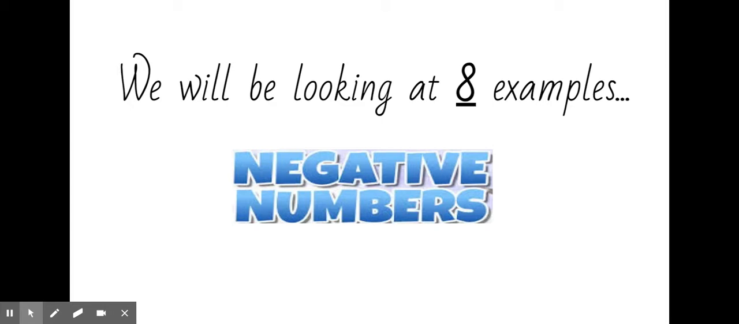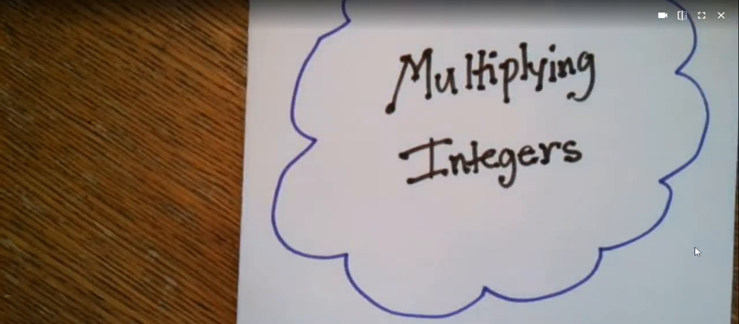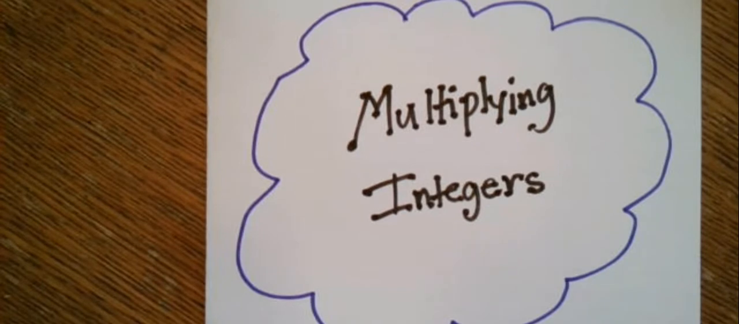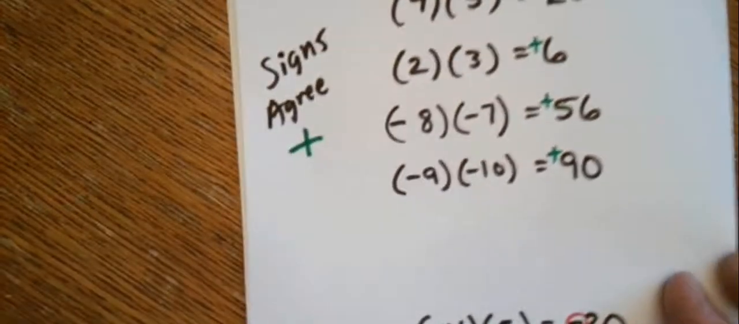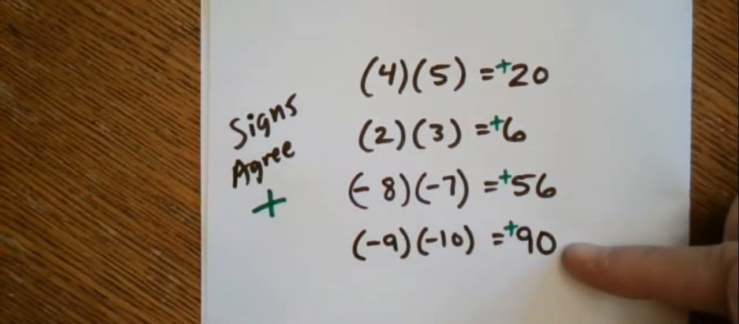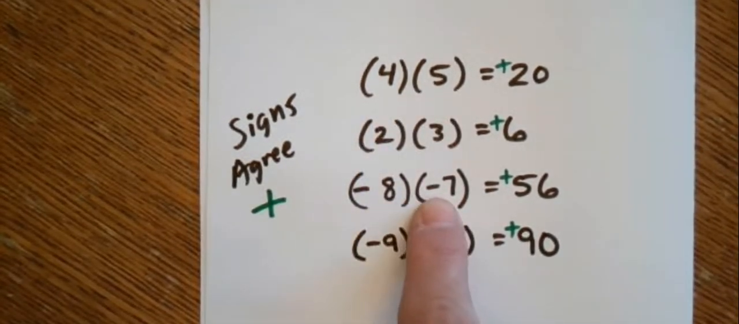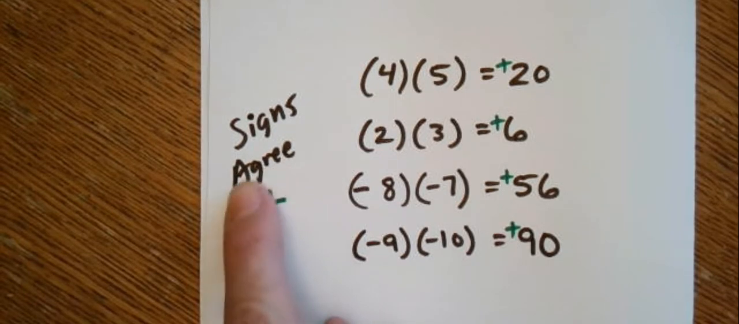Being that we are distributing, and distributing calls for multiplication, and when we have negative numbers, we've got to remember how to multiply integers, because integers are positive and negative numbers. So let's just refresh our brain here. When we're multiplying two numbers and the signs are the same or the signs agree, we're going to get a positive result. So anytime we see that the signs are the same, both positive or both negative, we say that they agree, and to agree with somebody, that's positive.